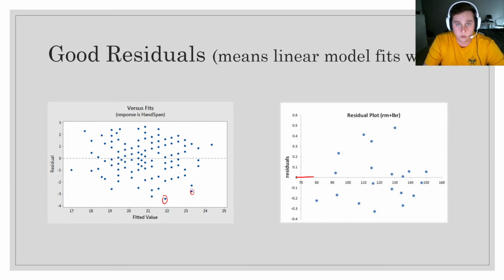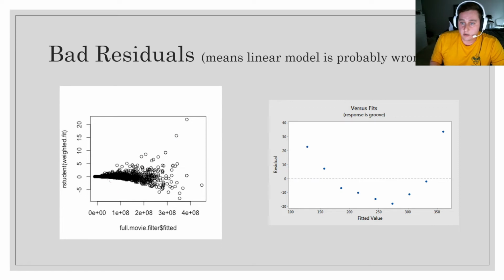So some bad ones. This is what I'm talking about when I say fanning. As you can see, this kind of opens up as it gets further and further in the positive x direction. So as you go to the right, it fans outward. This means that as you go further down the line of best fit, the data becomes further and further away. They're actually missing the horizontal line here.